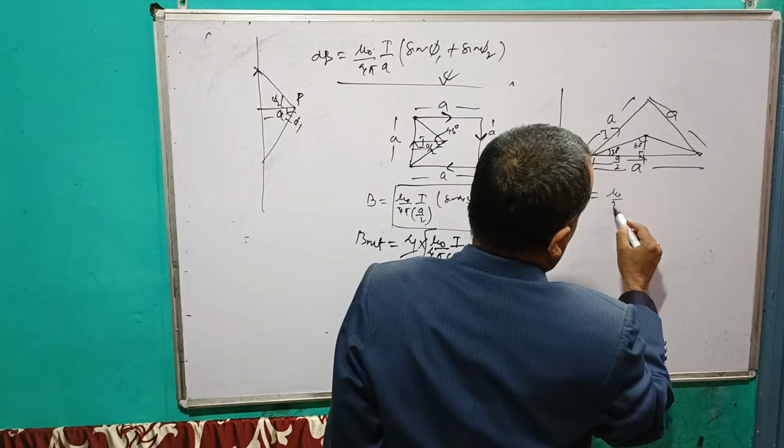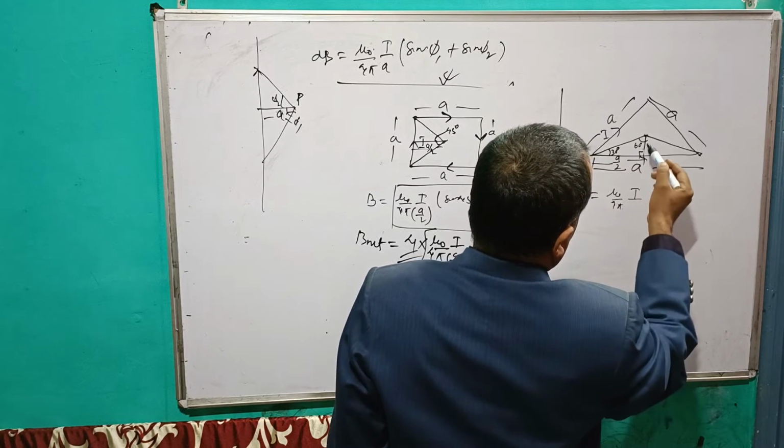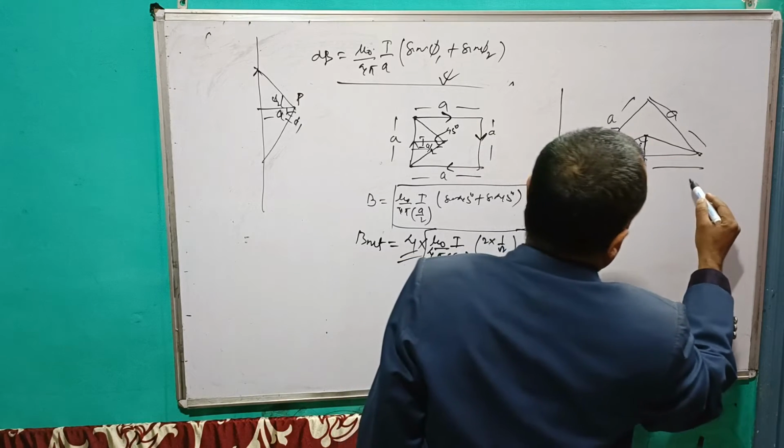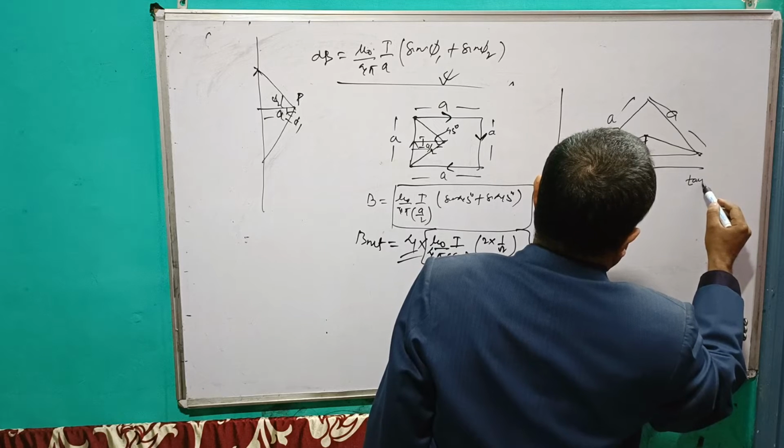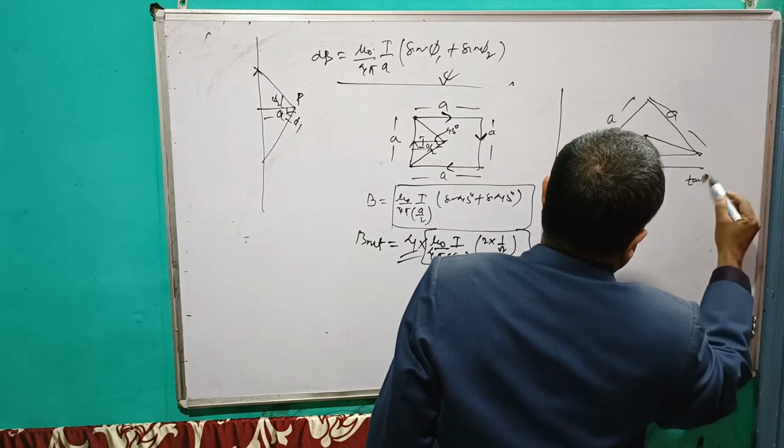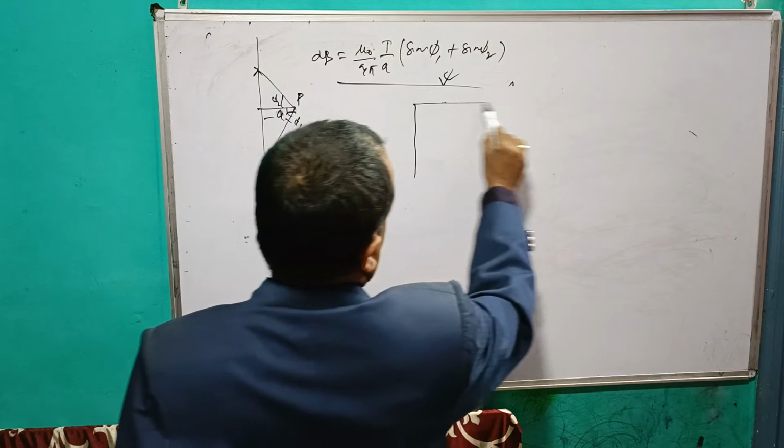Again applying this formula over here, what do we get? Mu naught upon 4 pi, this is I. We need to get this distance. How to get that? We'll go for tan theta. Tan theta means tan 30 degree.